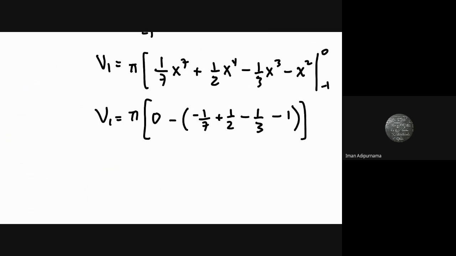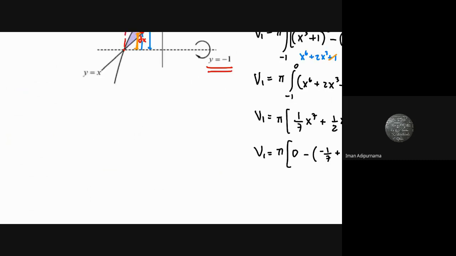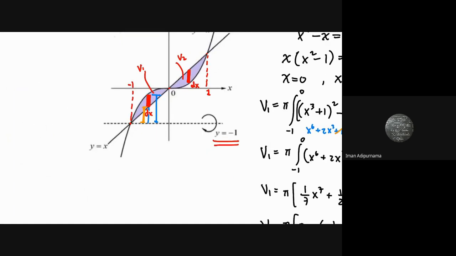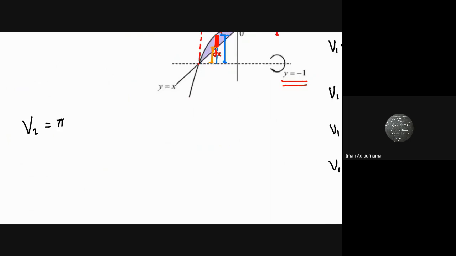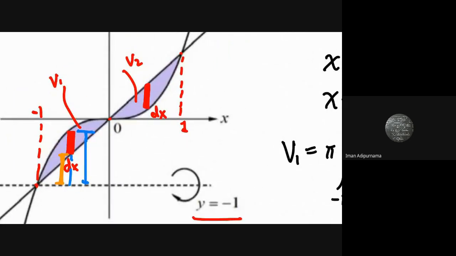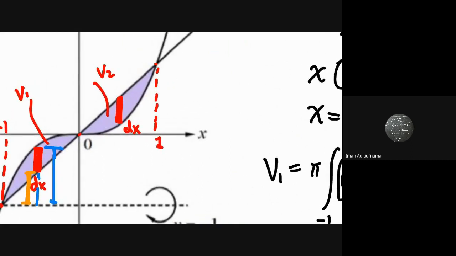In the exam, whenever you find something like this, do not rush to take this and calculate. Don't do that. Just leave it first, and then try to evaluate volume 2. Volume 2 will be the whole thing here. Let me erase first. Maybe here, and the second one is here.